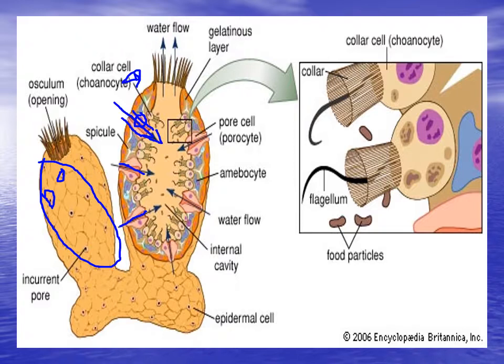Also, you can see lining the inside, we've got these collar cells. We'll come back to that because they blow them up on the other side.